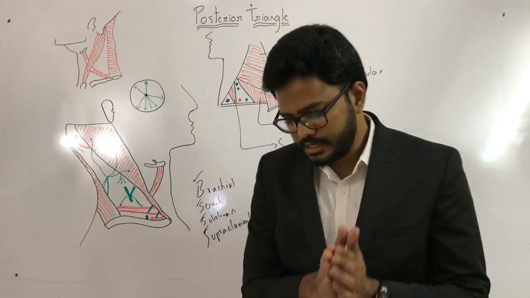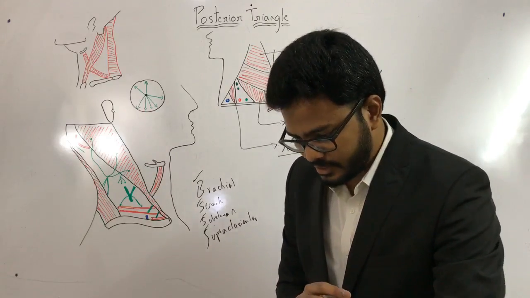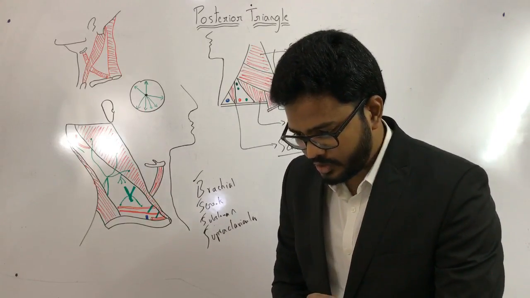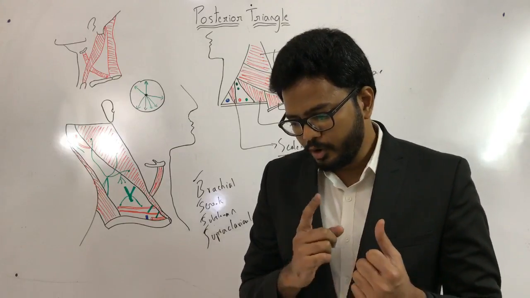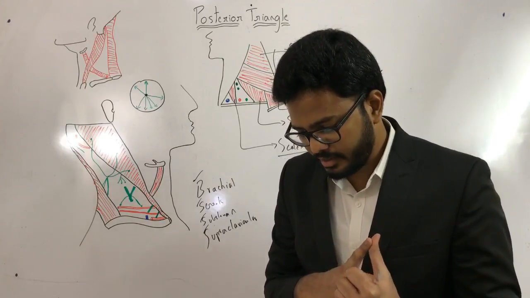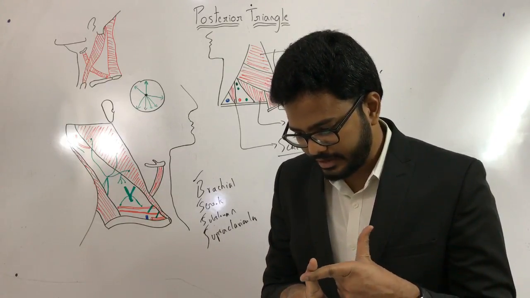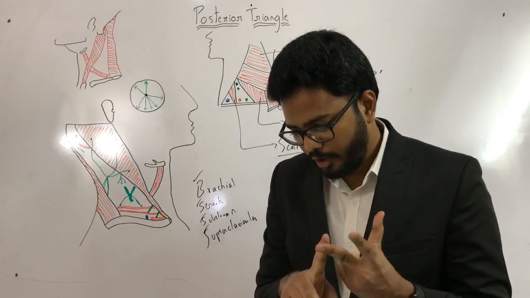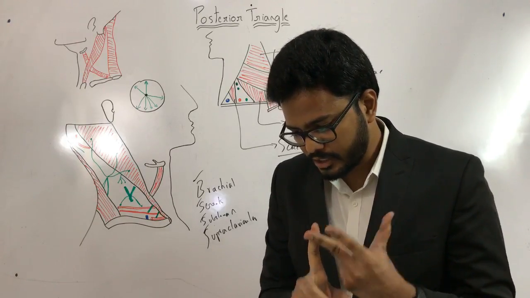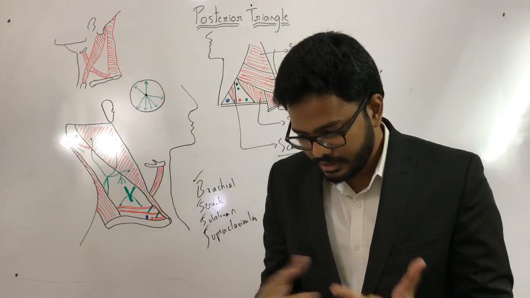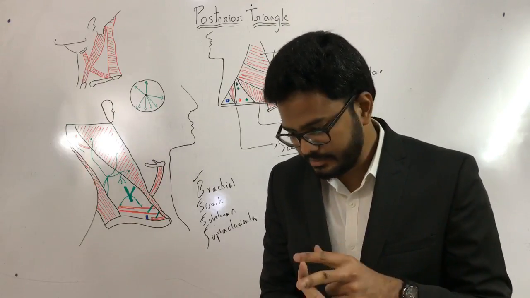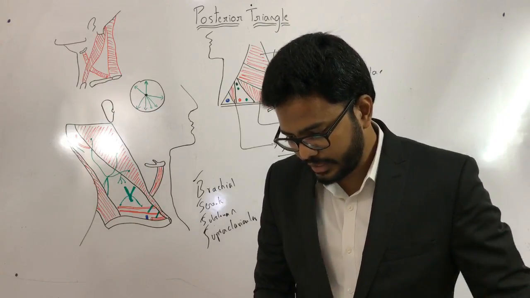Fourth question, surface markings of external jugular vein include: option A, a point below and behind the angle of mandible, posterior third of clavicle anterior to trapezius; option C, a point on clavicle lateral to the posterior border of the sternocleidomastoid muscle, SCM; and option D, both A and C.